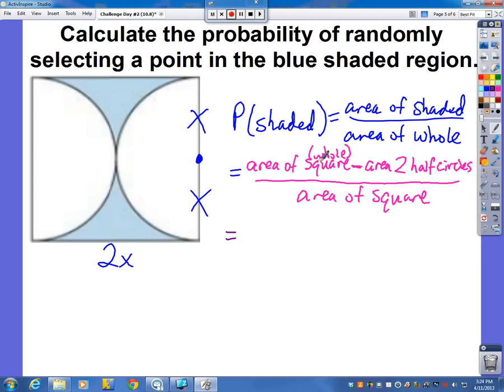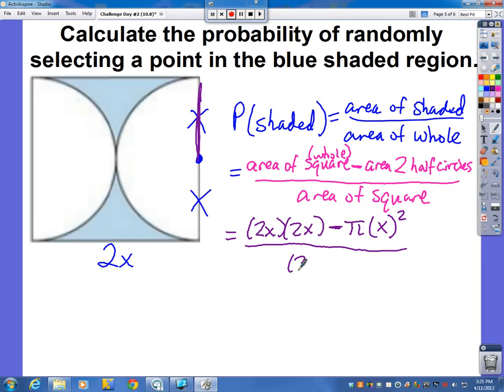So the area of the whole square. Okay, well that's 2x by 2x. So 2x times 2x. Then we need to subtract away two half circles, which I mentioned earlier is really just one big continuous circle. So the area of a circle is pi r squared, where our radius is x. So pi times x squared. All divided by the area of the square, which again is 2x times 2x. So let's simplify this now. 2x times 2x is going to make 4x squared minus pi x squared. I can't really do anything with that. All divided by, again, 4x squared.